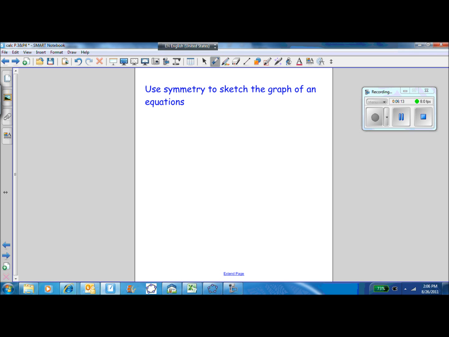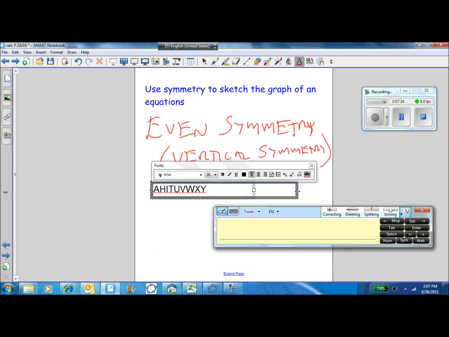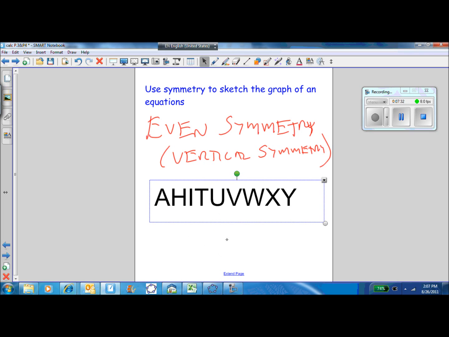Now use symmetry to sketch the graph of equations. A lot of graphs have symmetry. First you can understand the idea of even symmetry by looking at the alphabet. Even symmetry is sometimes referred to as vertical symmetry. For this, I'm going to break out some perfect letters here and give you a nice big list of some nice even symmetry letters. Now I can show you how each of these letters has even symmetry, because we can take a vertical line and go right down the center of it. See the symmetry? There are mirror images over that line.